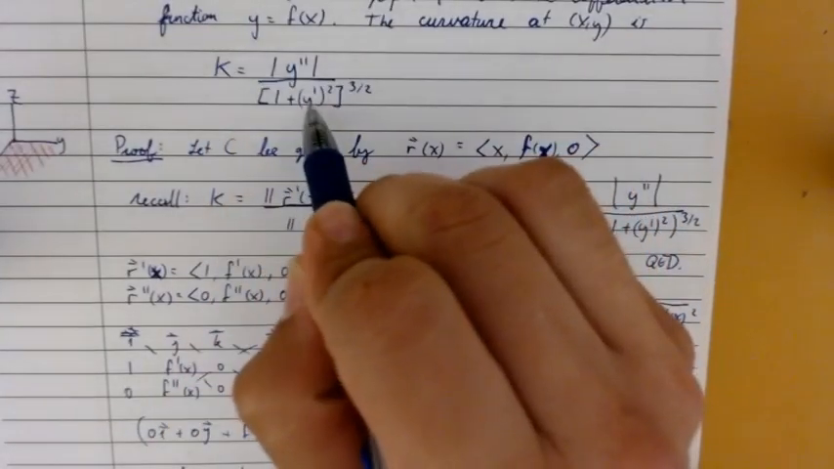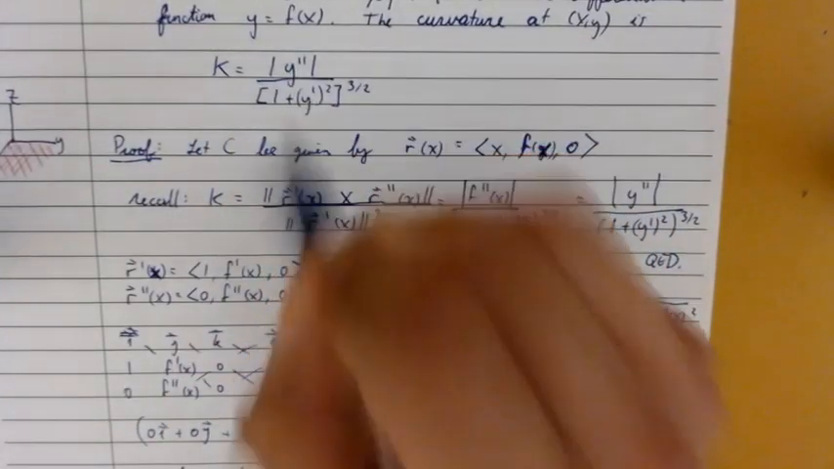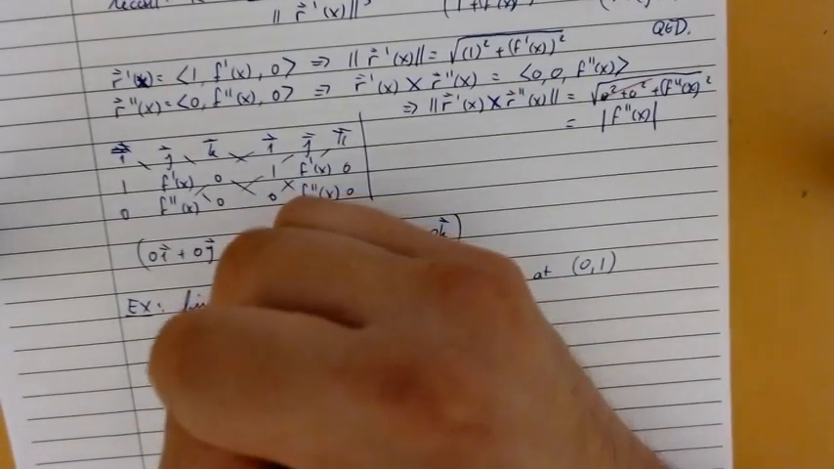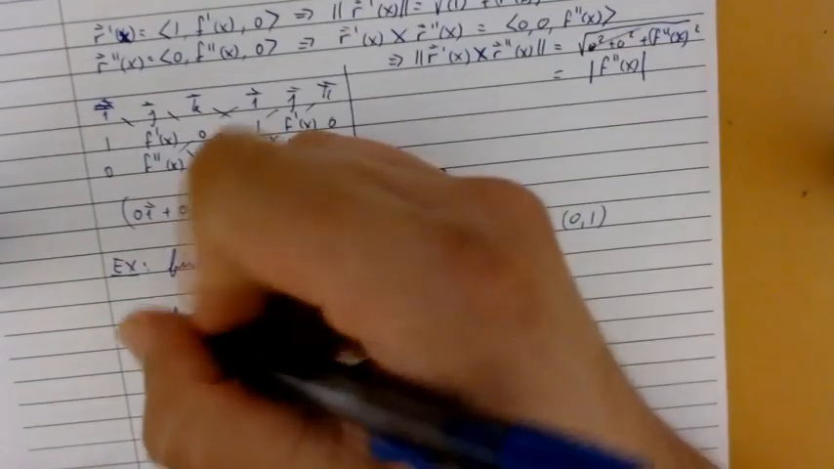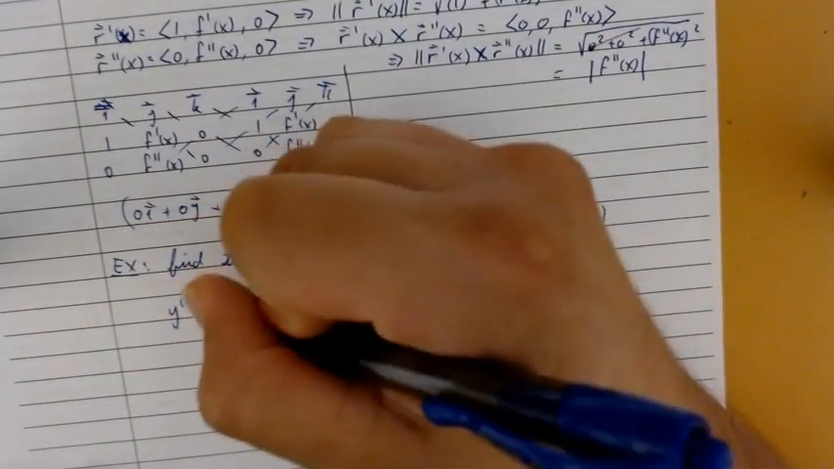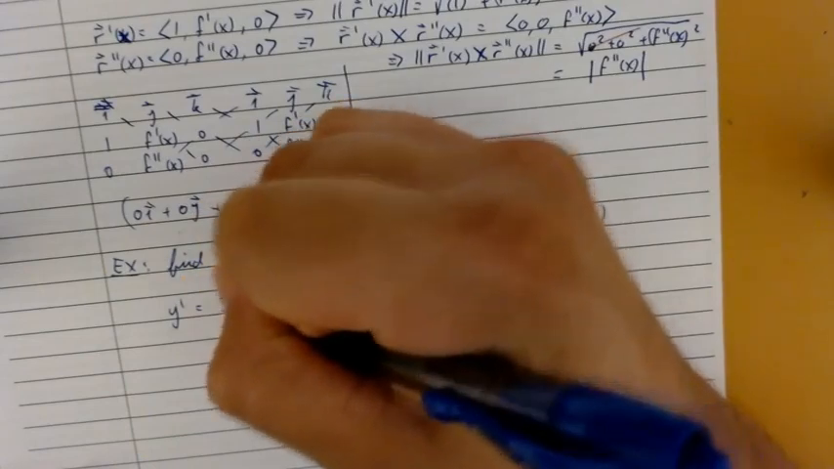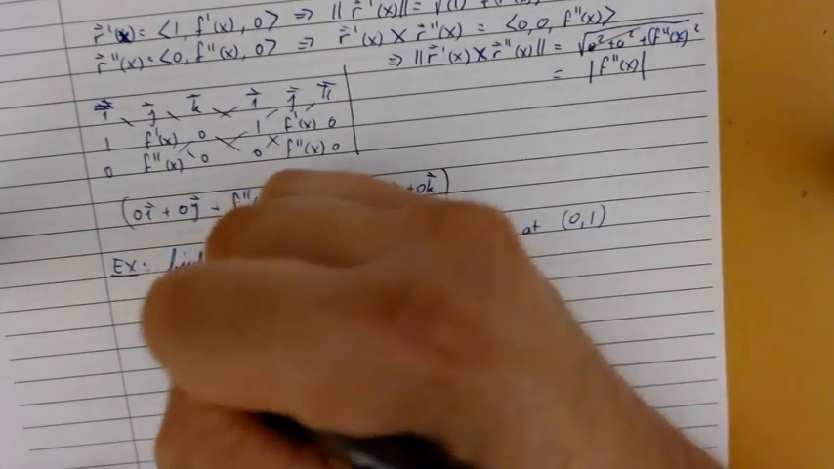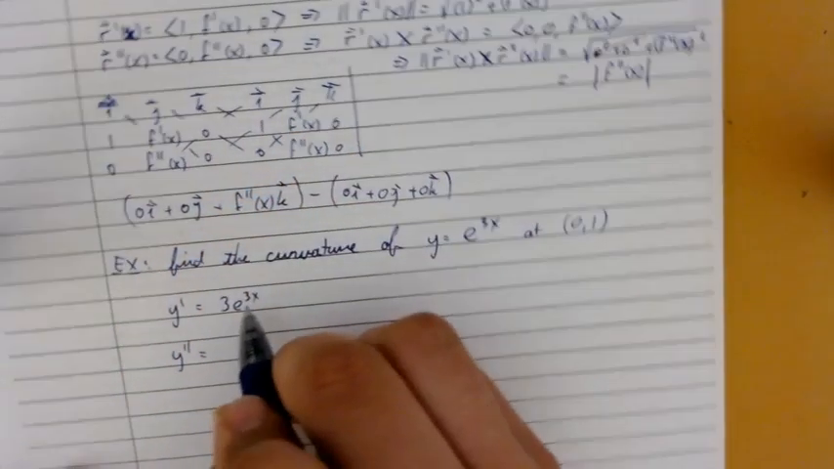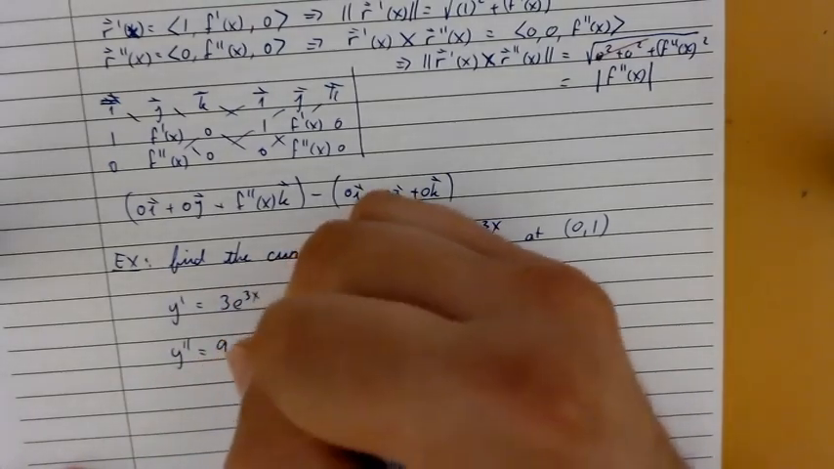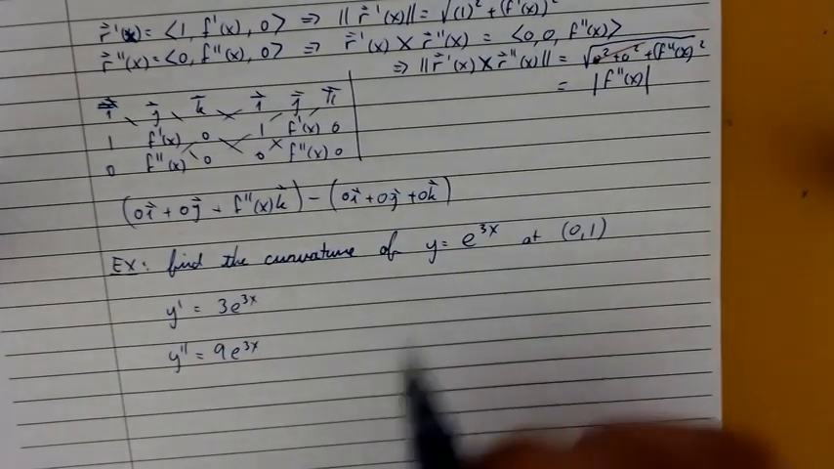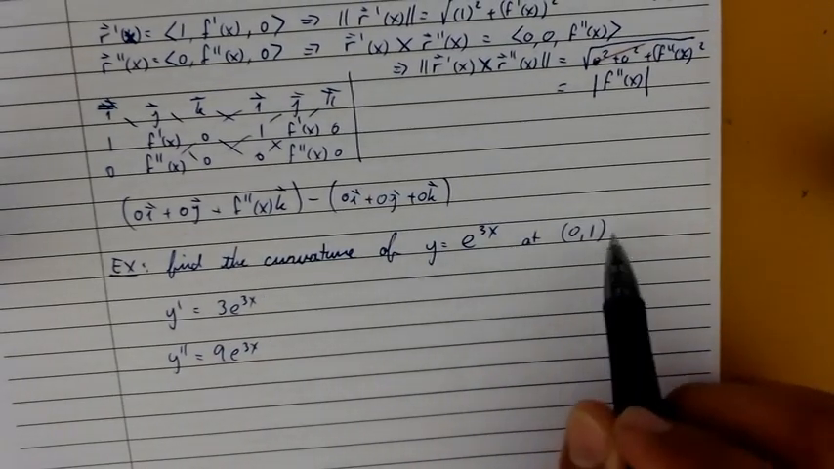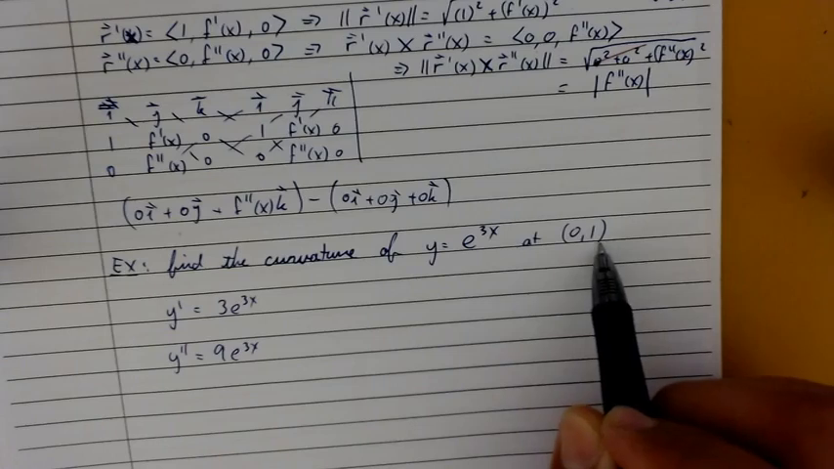All right, so from over here, we see we're going to need both derivatives. We're going to need y prime and we're going to need y double prime. So let's find what those are. We know y is equal to e to the 3x, which means y prime is going to be 3e to the 3x. And y double prime is going to equal triple that, so that'll be 9e to the 3x. But of course, we don't want those arbitrarily. We want them specifically at 0, 1.